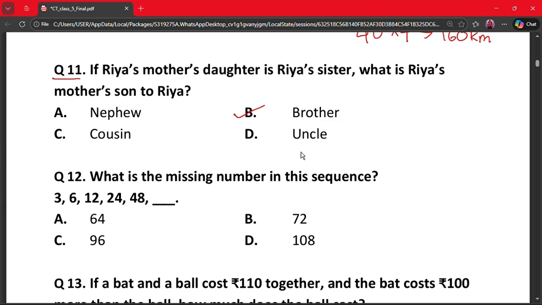Why? Because Ria's mother's children are Ria and her siblings. A son of her mother is her brother. Family relation logic applies directly here. So Ria's mother's son to Ria is her brother. So the correct answer is option B.